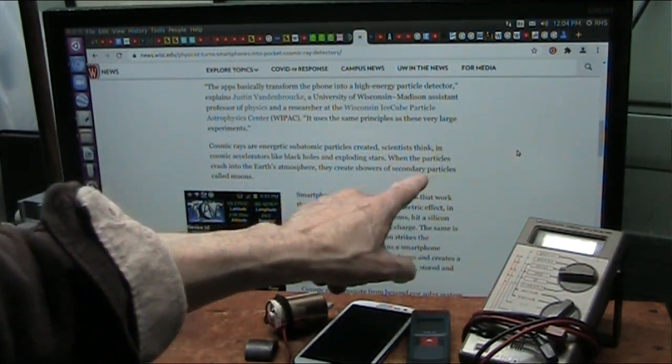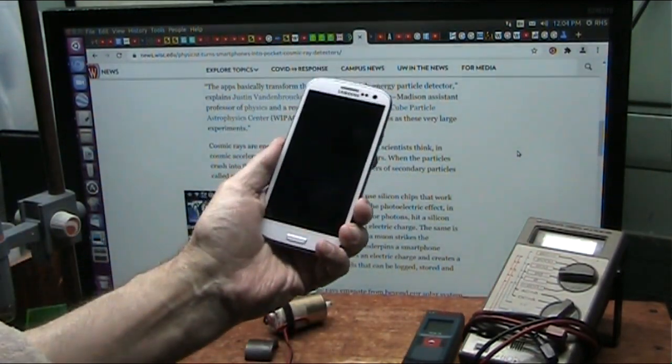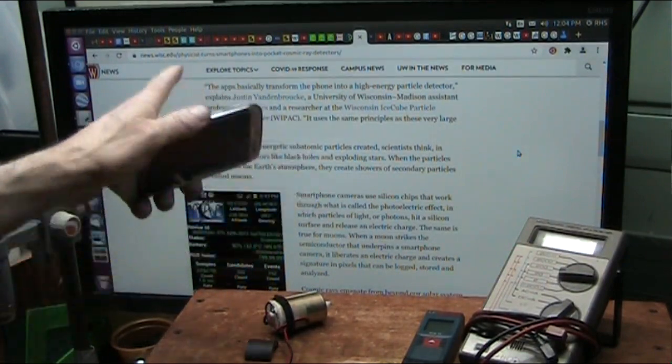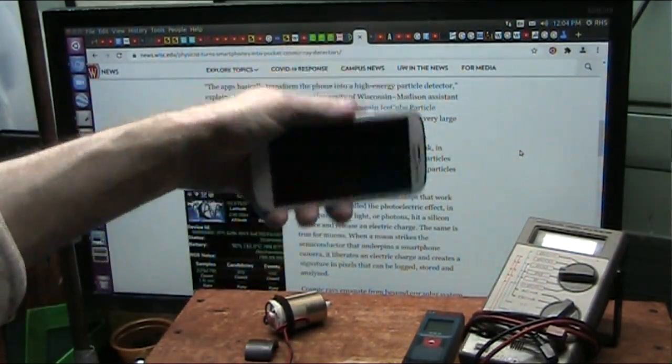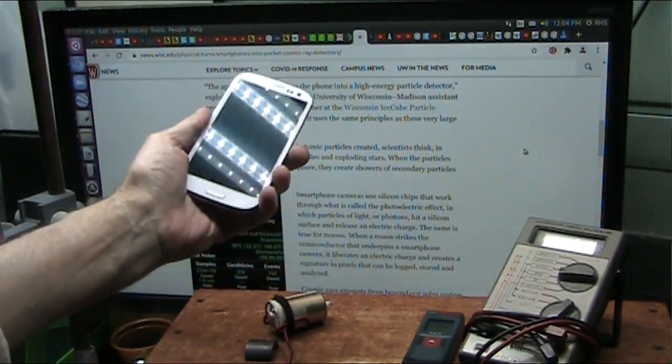They create these secondary particles called muons. Now, if we don't see high energy, you don't see anything. That's why when the laser comes out and you see it's kind of a lazy laser, well, it's making a wave. You can see it. It's high energy. It's pretty high energy.